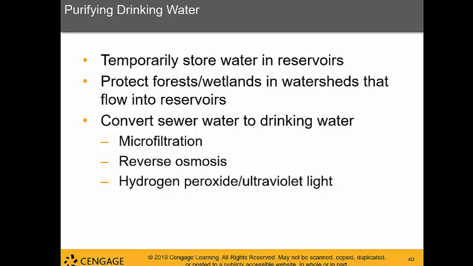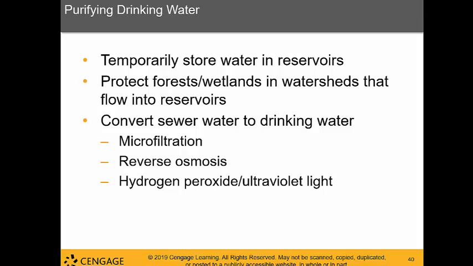We can also take the water from a reservoir and clean it up using microfiltration, or passing the water through a very fine membrane that removes pollutants from it. Or we can use reverse osmosis. Remember how we talked about reverse osmosis? In what process was that? Do you remember from an earlier lecture in this chapter? Okay, hopefully you said reverse osmosis was one of the methods used for desalination. It can also be used to remove pollutants instead of salts from water.